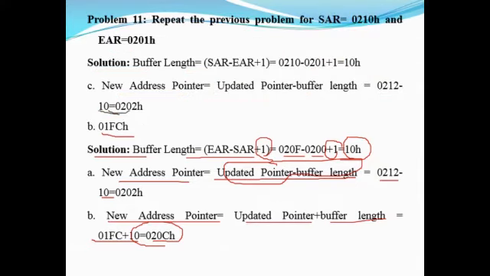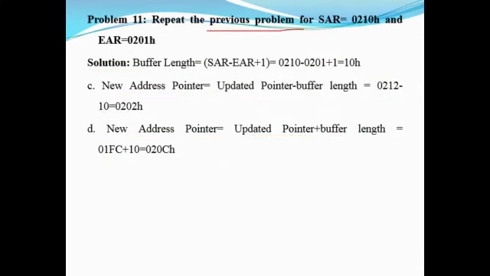Then repeat the problem for SAR is 0210 and EAR is 0201H. Now we look into these SAR and EAR values. Here SAR is greater than EAR, which indicates the buffer length is obtained by subtracting EAR from SAR. So SAR minus EAR plus 1 is 210 minus 201 plus 1. That gives us 10H.